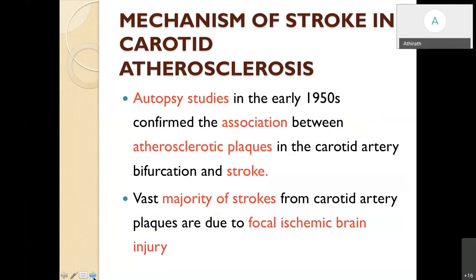So coming to the topic, first let us discuss what is the mechanism of stroke in carotid atherosclerosis. Autopsy studies in the early 1950s confirmed an association between atherosclerotic plaques in the carotid artery bifurcation and the stroke. The vast majority of strokes from carotid artery plaques are due to focal ischemic brain injury.